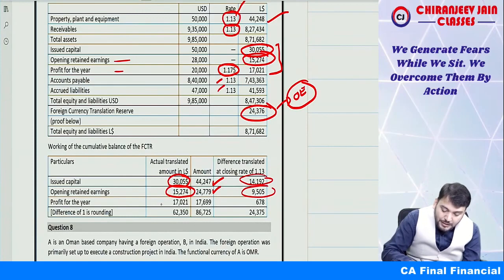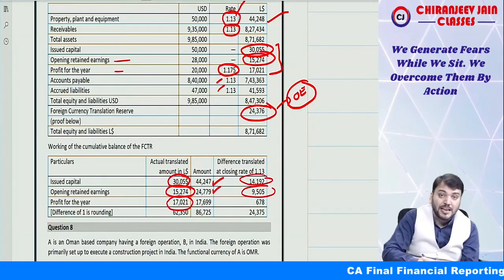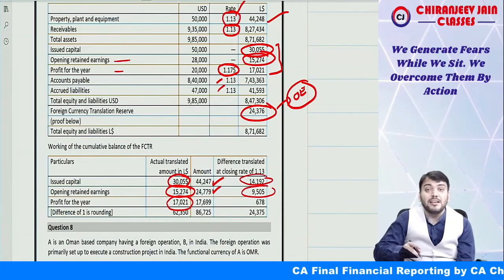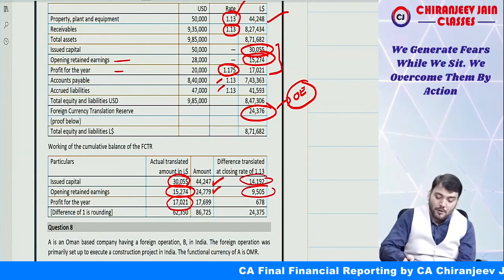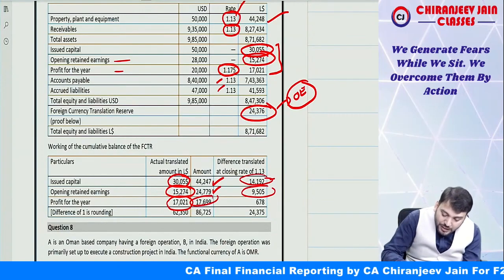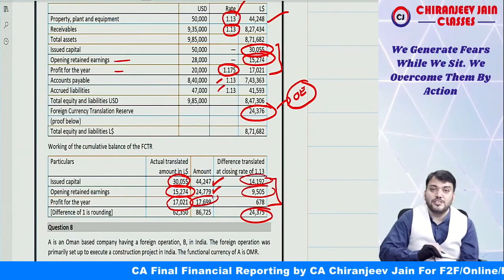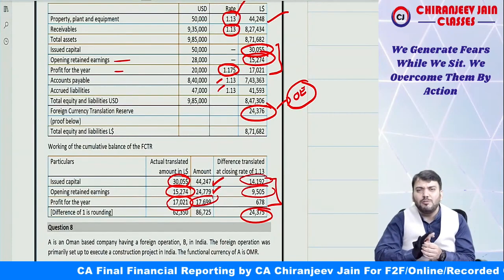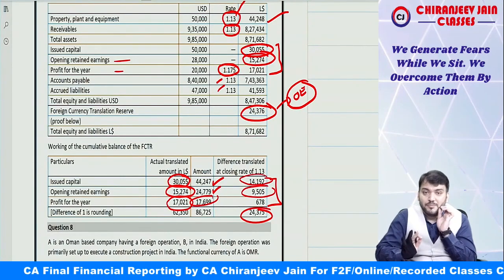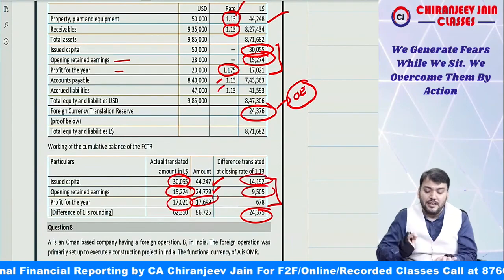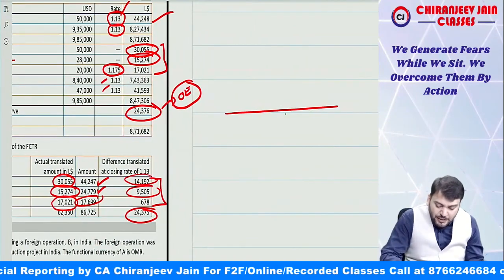This becomes the difference. You can see for profit we have taken the average rate, but if you would have taken the closing rate, then what was the amount? This was the amount, and the sum total of these will be equal to FCTR, which is unrealized gain. It's as simple as that, just try to understand.